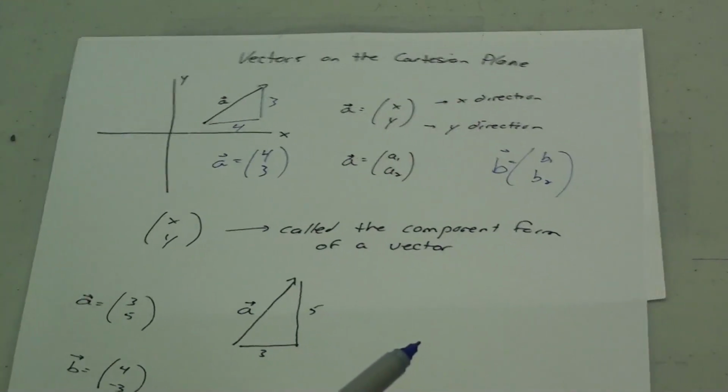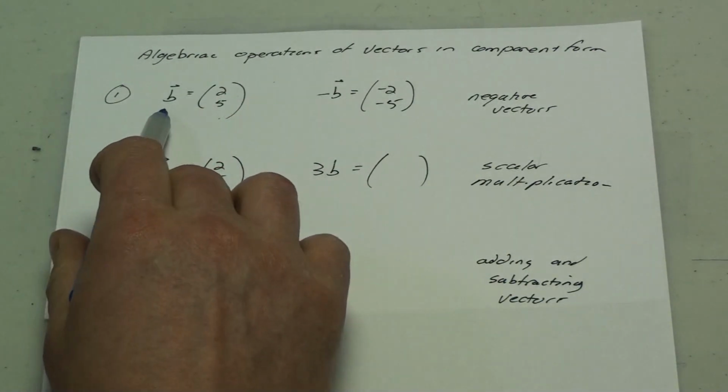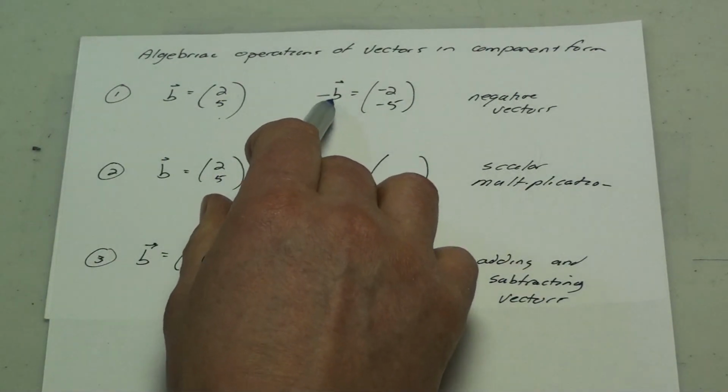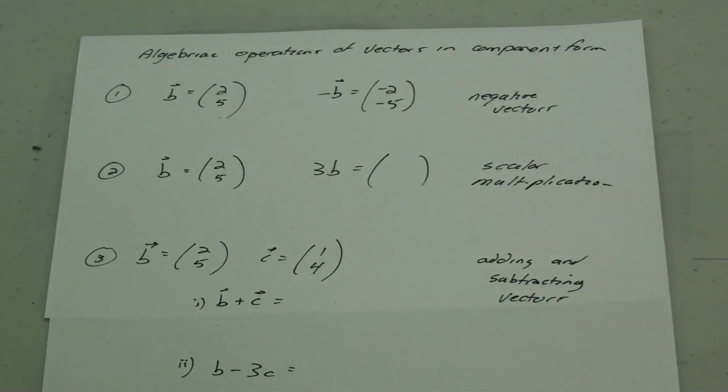Now, when it's in component form, I can do certain operations. Okay? I can figure out the negative vectors. So if I have vector B, which is 2, 5, the negative vector B would be negative 2, negative 5. It's going in the opposite direction on both the x's and the y's.